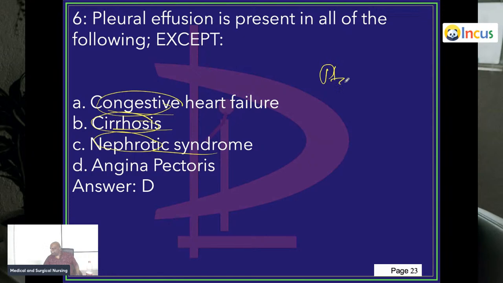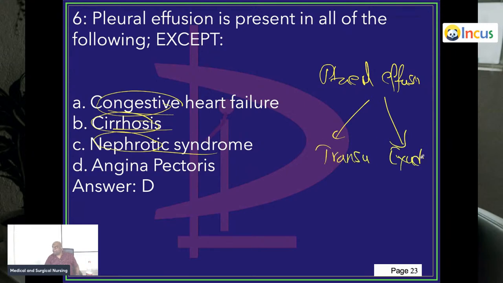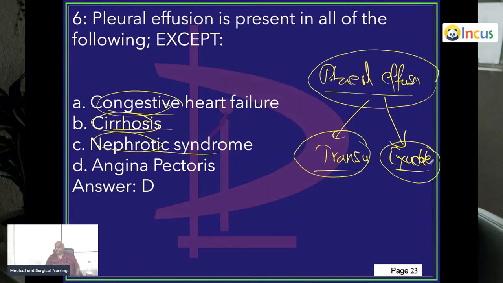There are two types of pleural effusion. One is called transudate, the other is called exudate. Professor Kashinath has just joined. Very good, very good. So pleural effusion is divided into transudate and exudate.